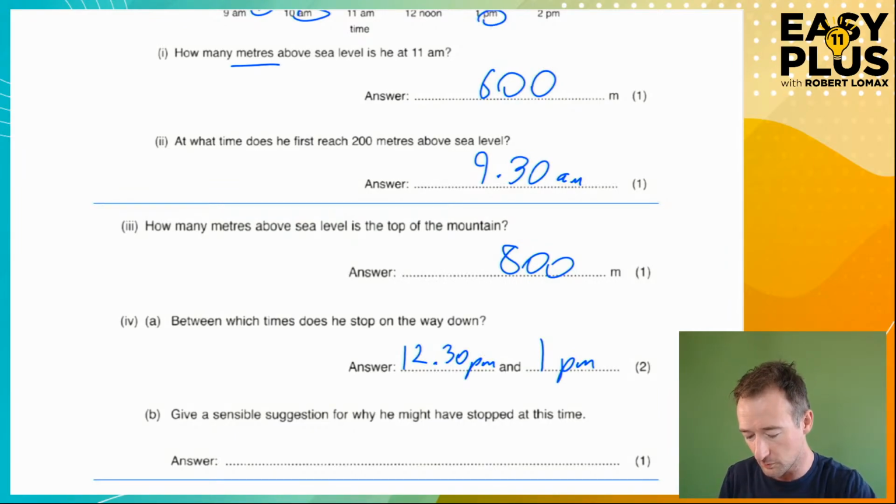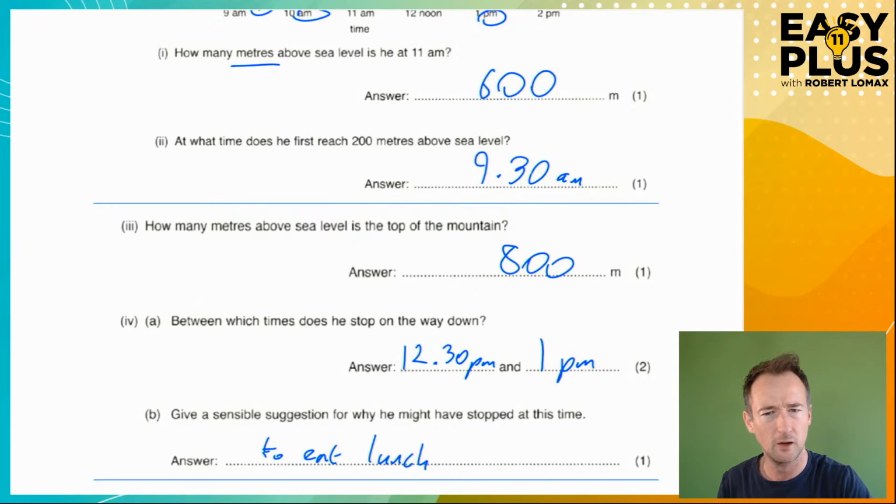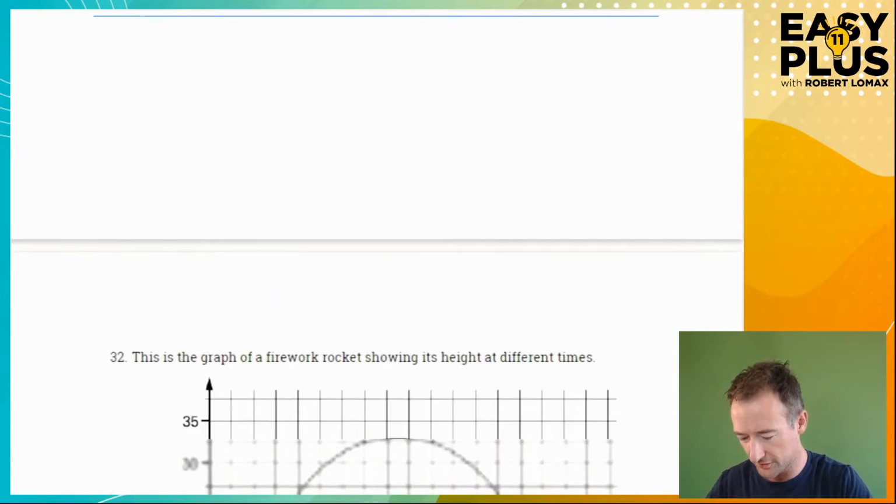Give a sensible suggestion for why he might have stopped at this time. Why might he stop between 12:30 and 1 PM? Is it because he really wants to watch the Premiership football, or is it possibly to eat lunch? I wonder. Okay, on to the next.